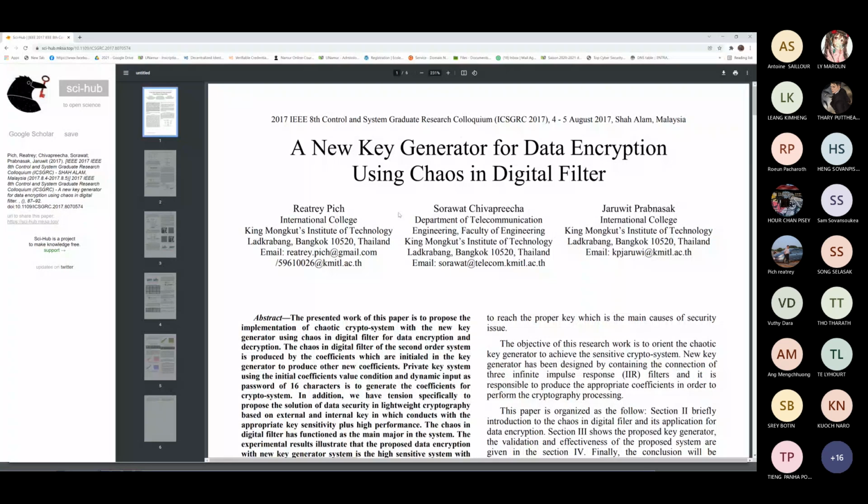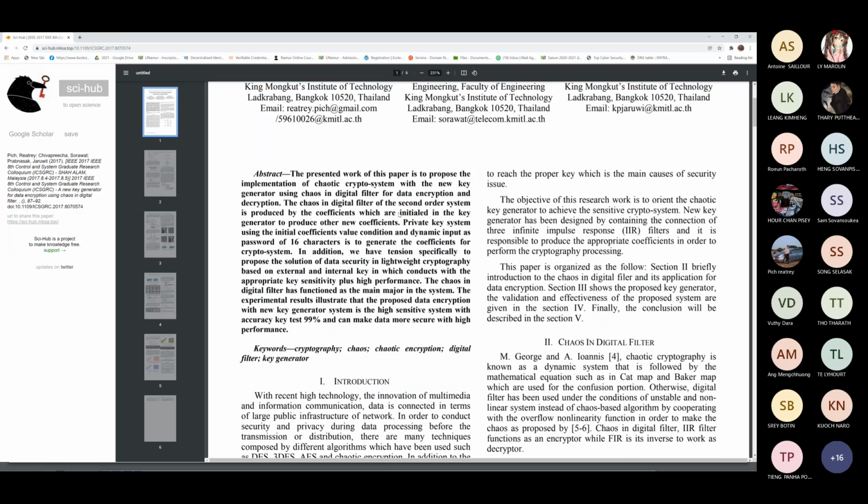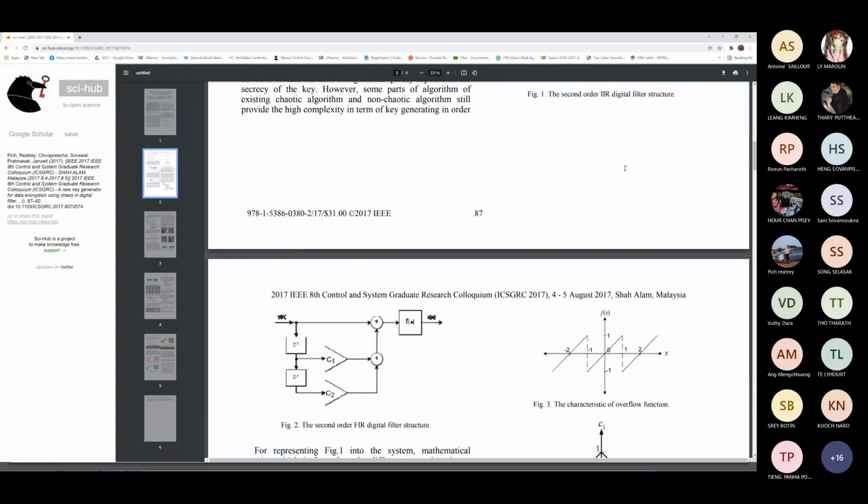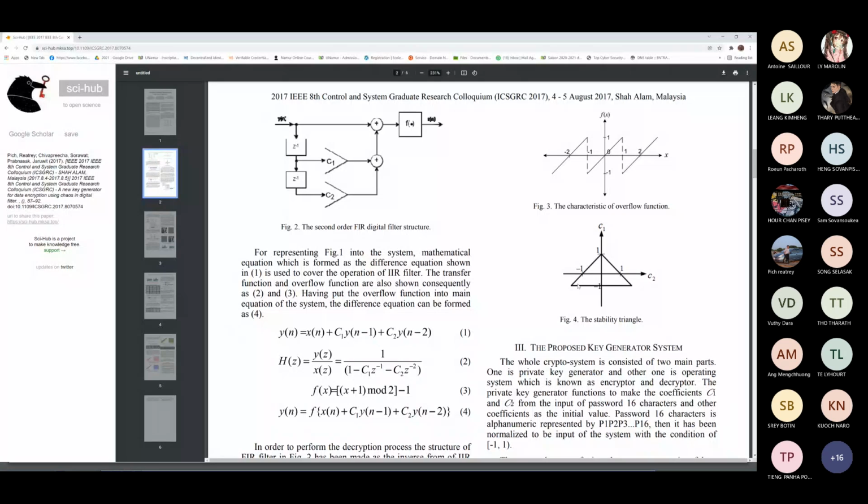In this paper, I try to produce a key generator for data encryption using chaos in a digital filter. As you know, chaos is one of the behaviors of a nonlinear system, so my system is nonlinear. What is the control function that I use to limit the system so that it is nonlinear? In this case, I use two things. One is the overflow function and the other is a coefficient limit to constrain the coefficients C1 and C2 outside the stability triangle. Those equations and functions make my system nonlinear. So these are the control functions here.